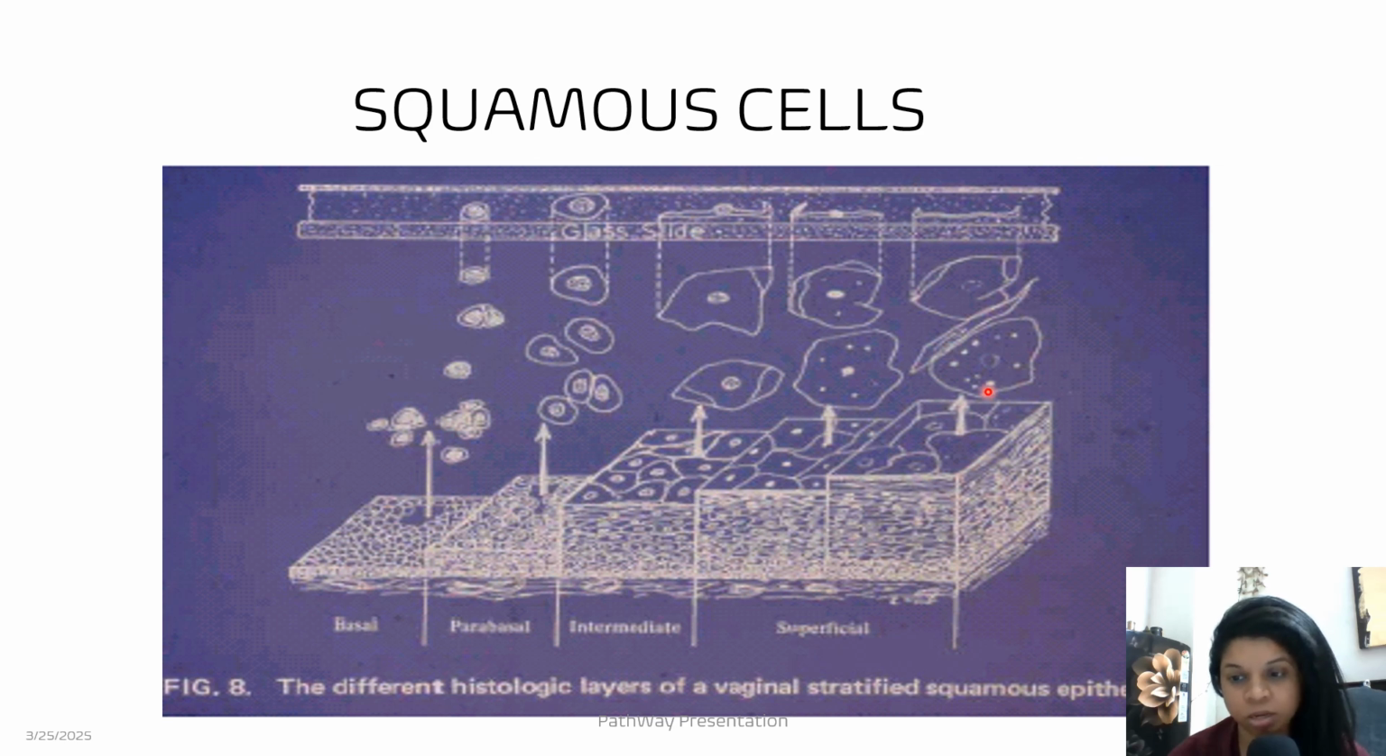They will have keratin. As you go above, the cytoplasm is increasing and becoming abundant, and the nucleus is decreasing and decreasing and becomes pyknotic. So the high NC ratio is greatest in the basal cell and lowest in the superficial cell.